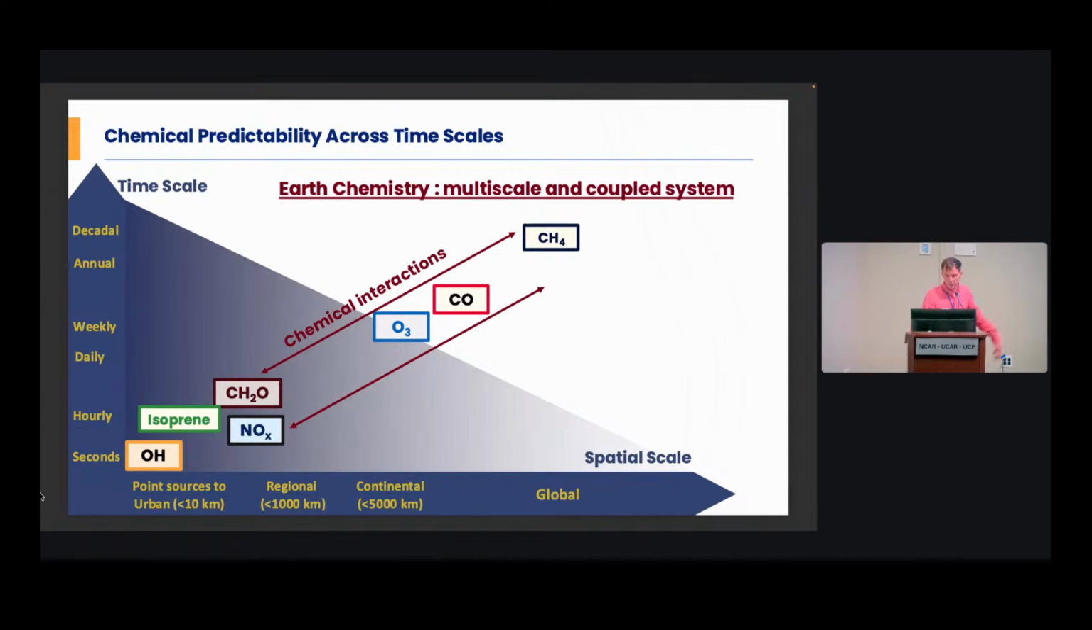So here's an example. The Earth system chemistry is a multi-scale and coupled system. So here are the spatial and temporal scales, because the chemical lifetimes of the species span a wide range of spatial scales. And we are interested in methane, and methane reacts with OH, which means you interact with all of the scales at the same time.